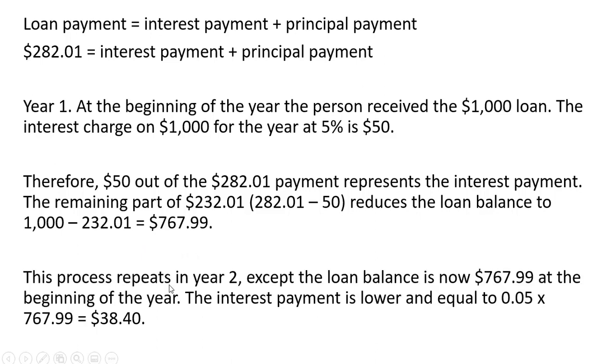The remaining part, $282.01 minus the interest payment, reduces the loan balance to $767.99. So at the start of the second year, there's $767.99 outstanding. You'll pay interest at 5% on that outstanding balance, meaning your interest part of that loan payment in the second year will represent a slightly smaller amount, this time $38.40. This will be easier to look at in a table.